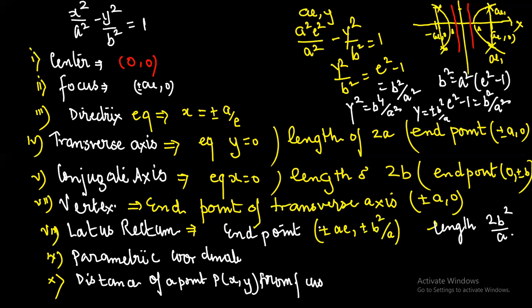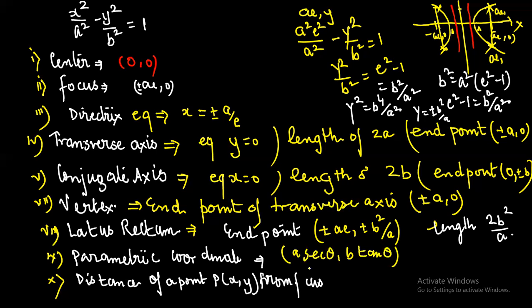Now the parametric coordinate. The parametric coordinate in the ellipse is a cos theta, b sin theta. Later we will come to know, when we draw the auxiliary circle, how we can take any point on the ellipse. Similarly, right now, just remember that the parametric coordinate, or any point on the hyperbola, can be taken as a sec theta, b tan theta. Later on, we will draw the auxiliary circle and see how it has come.